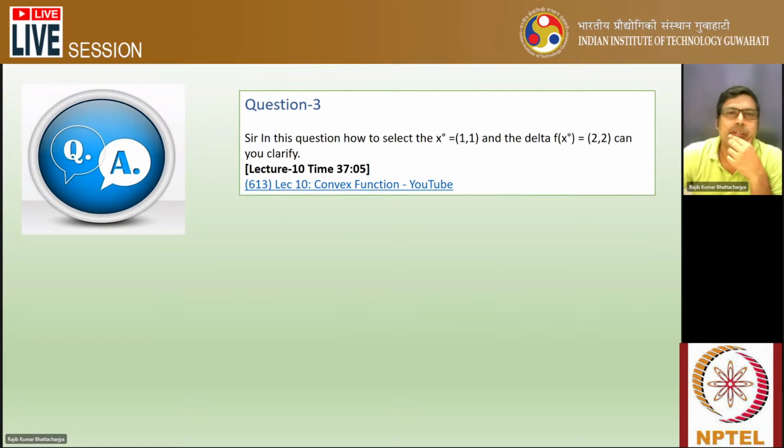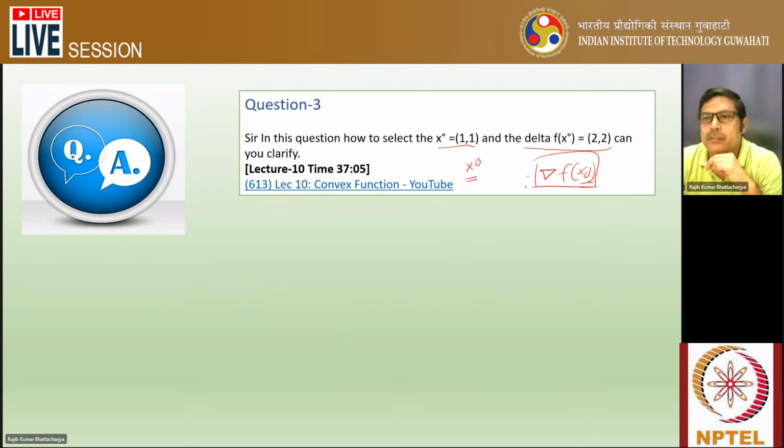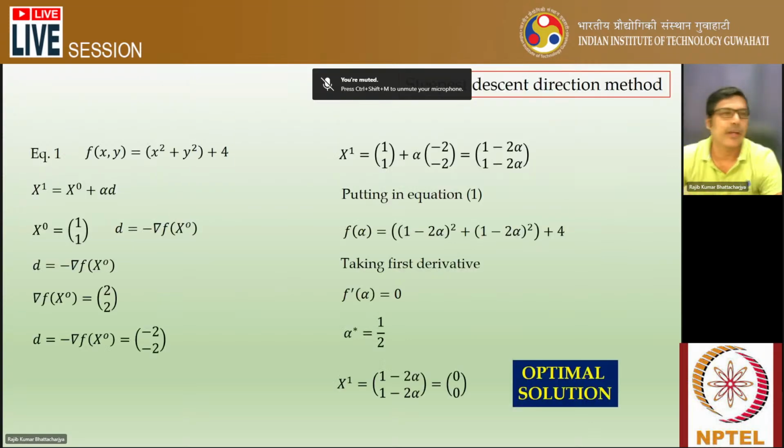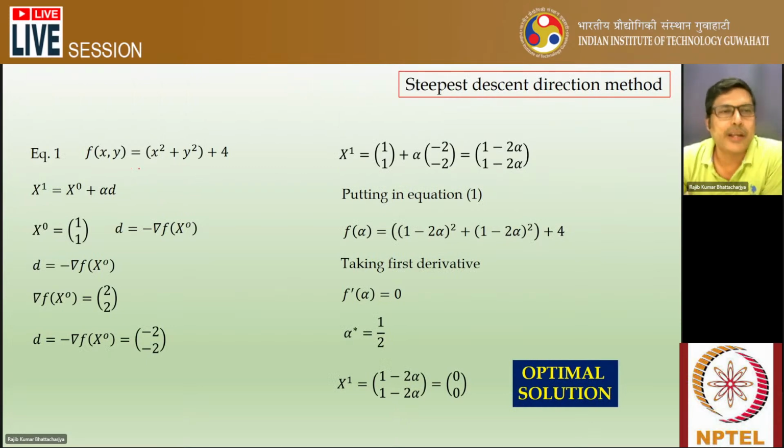Now the third question is, how to select this x naught value, and then how to get this del f at x naught. This was a solved problem. So let me go to the problem, which I discussed in the class, and I will explain how we are taking that x naught value and how we are getting the derivative value at x naught. So this is the problem I have solved.